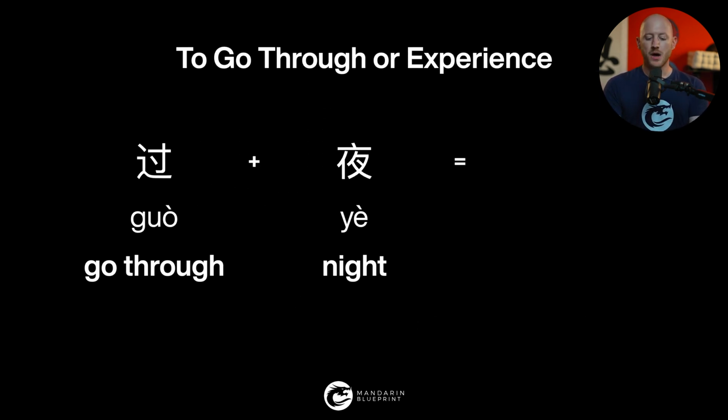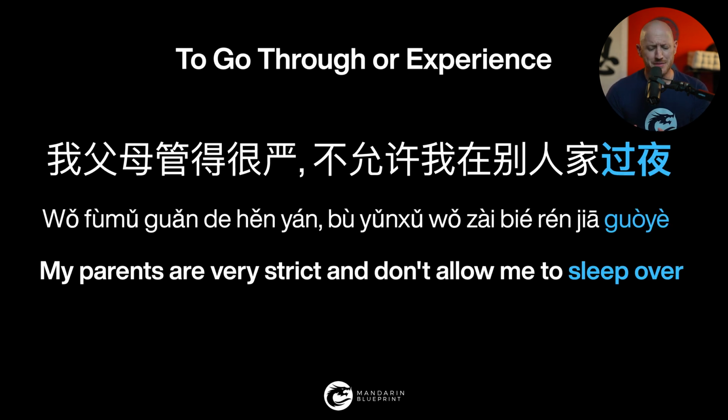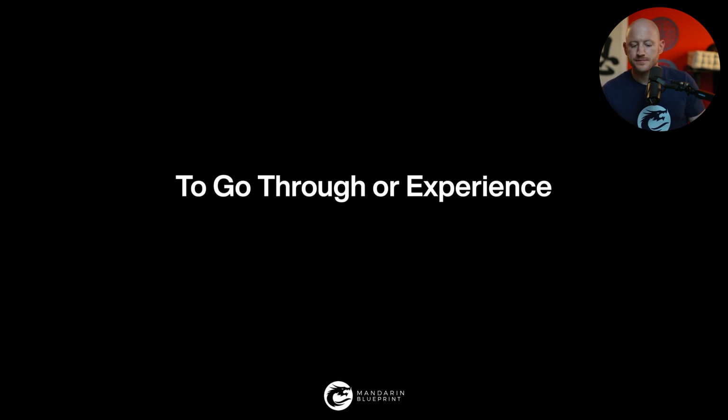How about this one? 过夜, to go through night. Well, that means to spend the night. And here's a context you might use it. Now, this one would obviously be said by a child. So, 我父母管得很严，不允许我在别人家过夜. My parents are very strict and don't allow me to sleep over at other people's houses. And this is exactly the type of context where you might use 过夜.